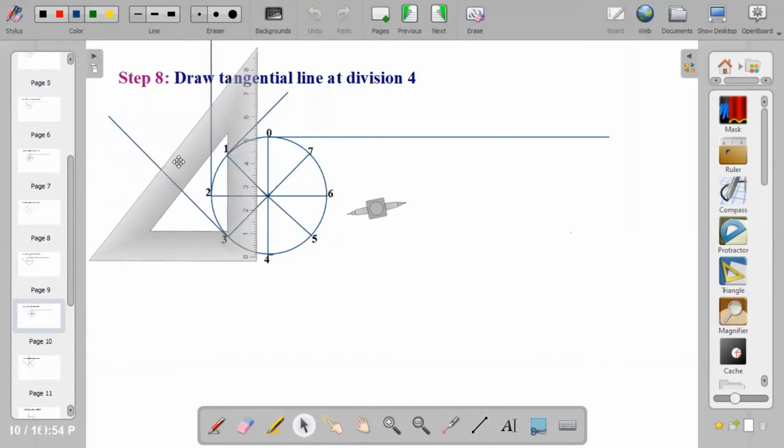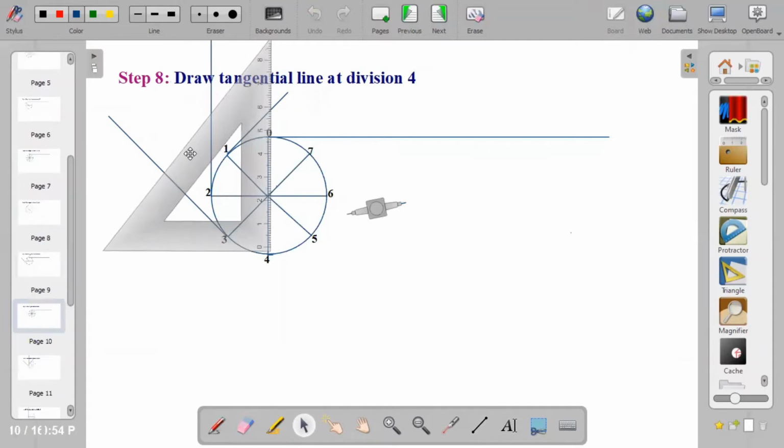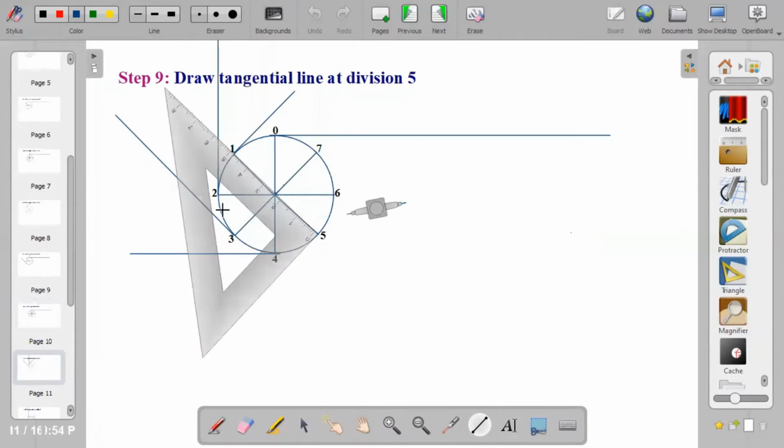You also repeat the same step. Place the set square. Make sure it's touching the point at 90 degrees. Then you project your line. From there, you move on to division 5.